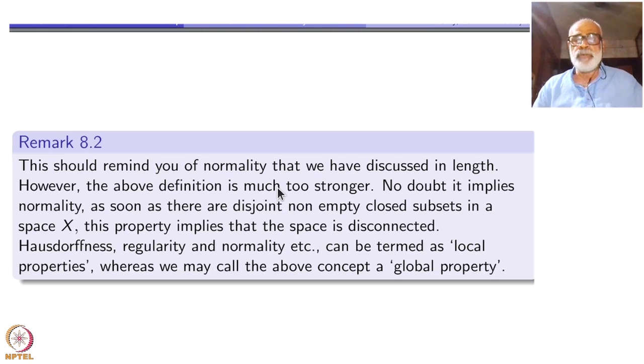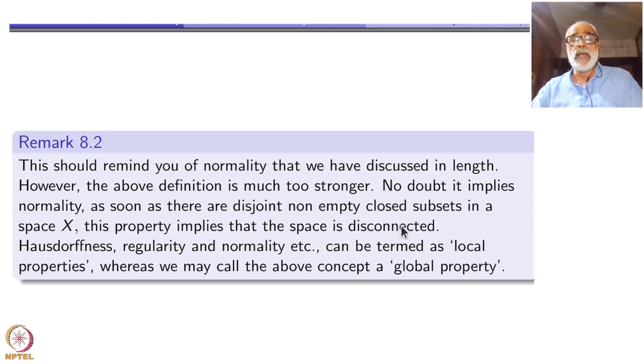They are disjoint, fine. But here it is the whole space that makes both of them closed also. Okay, so this is going to be quite a strong condition. No doubt it implies normality as soon as there are disjoint non-empty closed sets in a space X. This property implies that the space is disconnected. So even that is true. Whereas there are plenty of normal spaces which are connected, right?